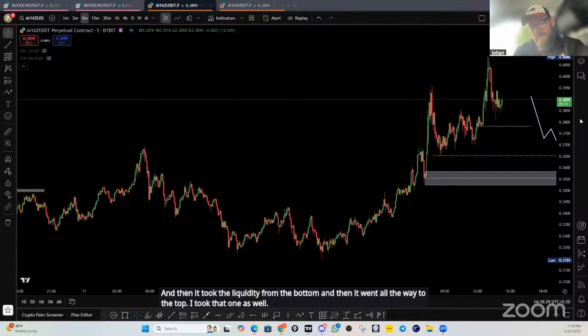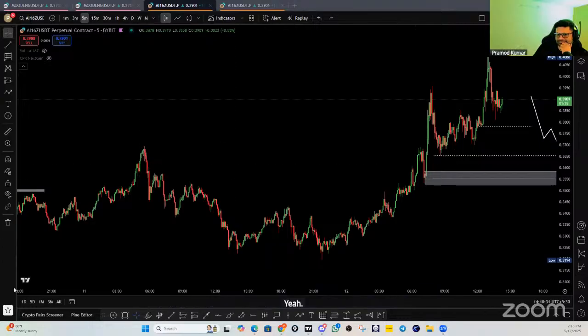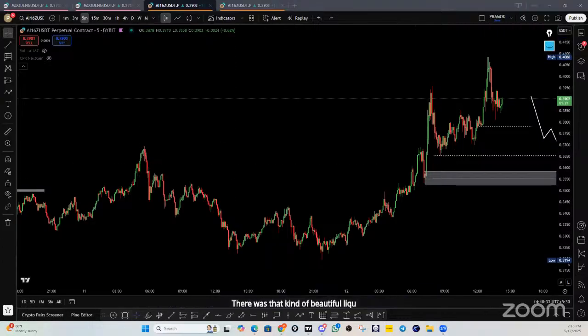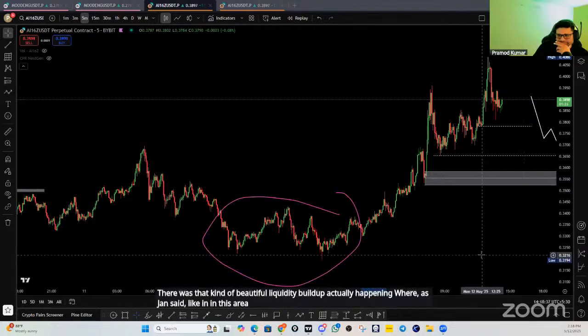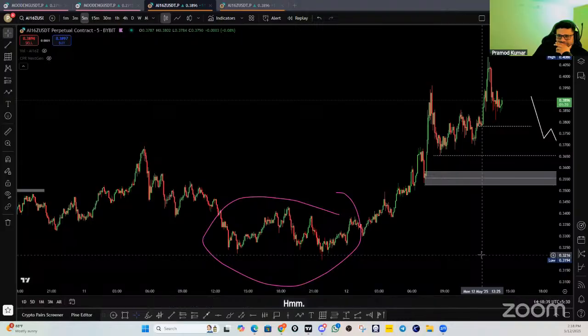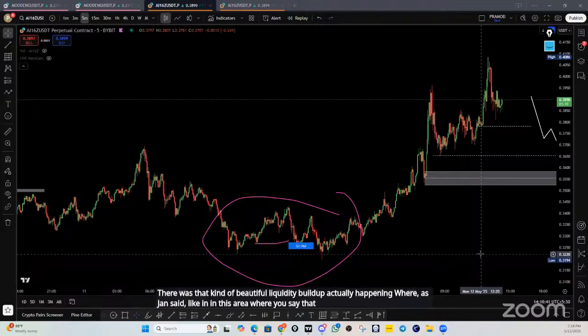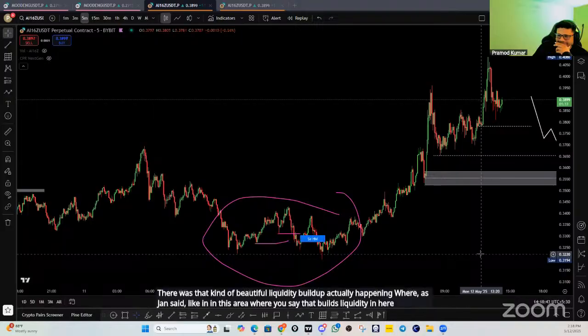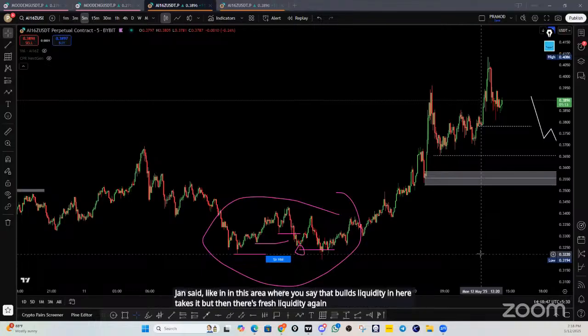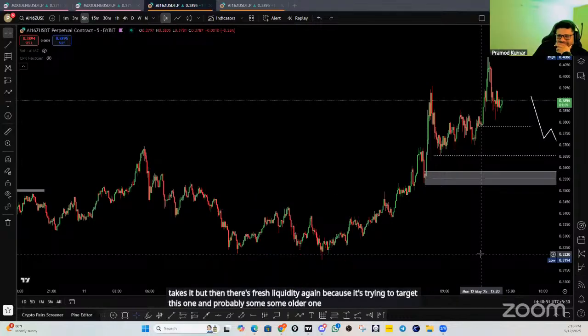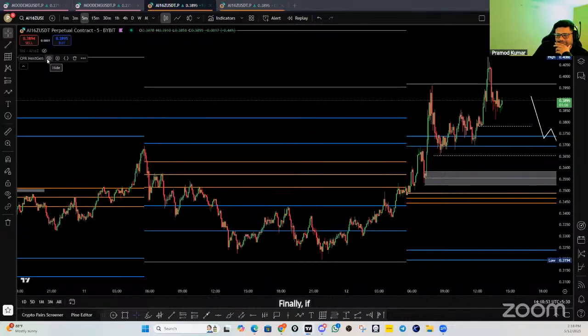Yeah, there was that kind of beautiful liquidity buildup actually happening, where, as Johan said, in this area you see that it builds liquidity in here, takes it, but then there's fresh liquidity again because it's trying to target this one and probably some older one. Finally, it started moving.